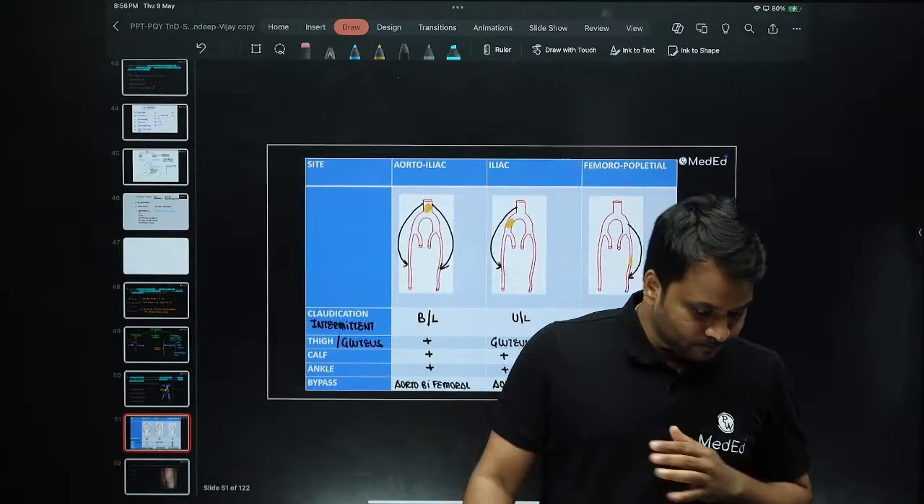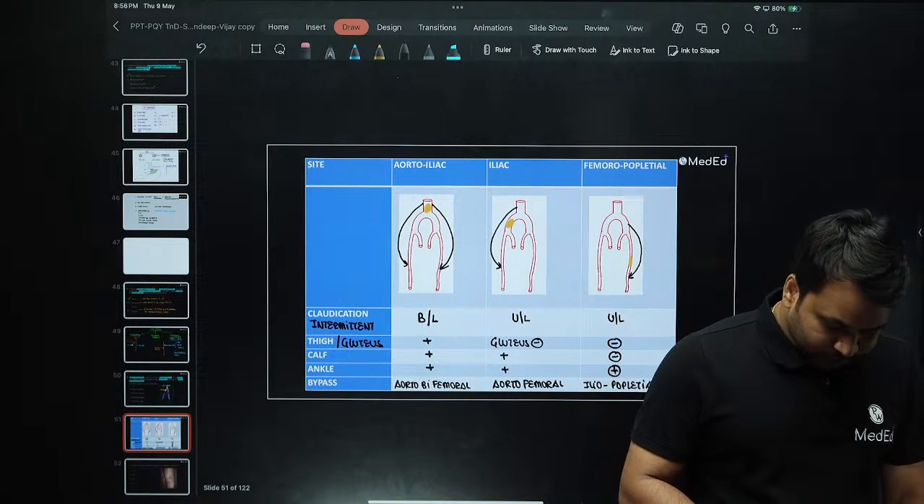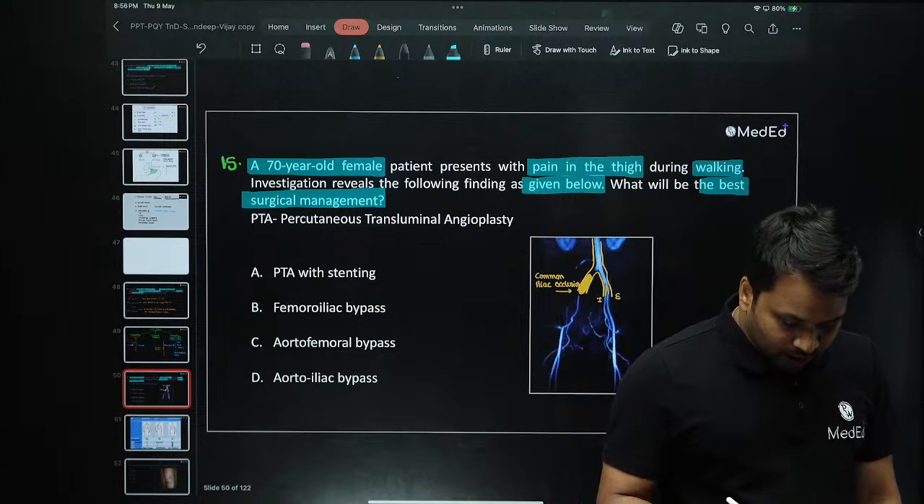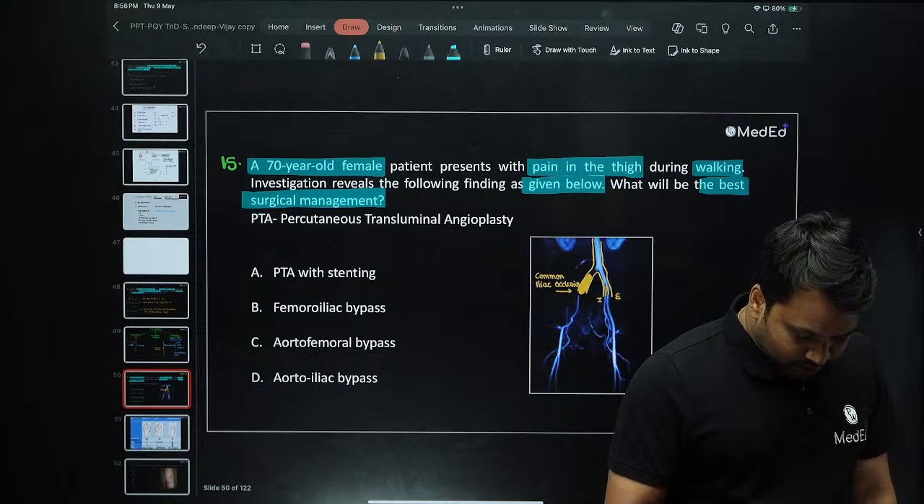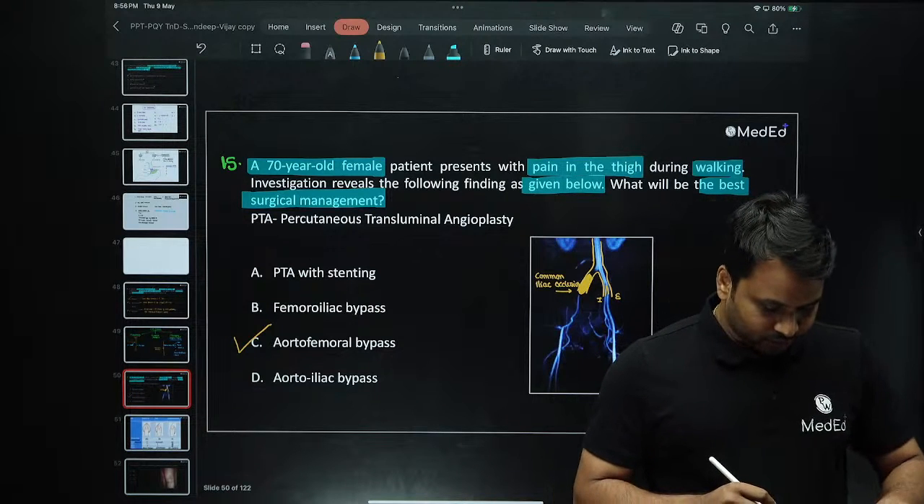Clear? So this is how we'll look across here. Our question had iliac occlusion. For iliac occlusion, I'll do an iliofemoral bypass. So the answer here is going to be C.